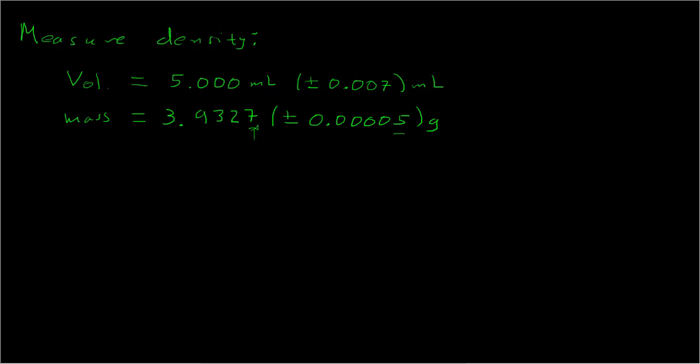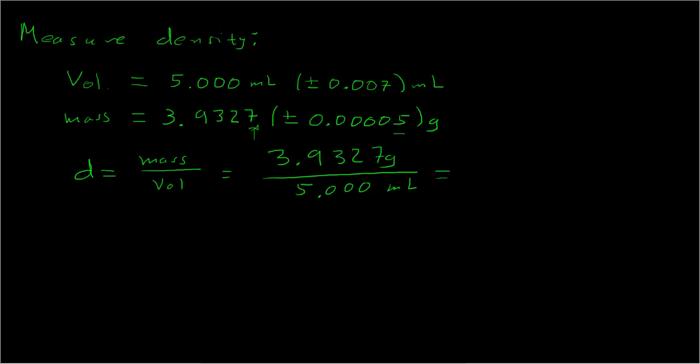And so we want to know, well, what is the uncertainty in the calculated density? So density is mass divided by volume, right? So we could calculate it: 3.9327 grams in every 5 milliliters of volume that we pipetted over. And so that will give us this number, 0.78654 grams. And we want to know, what is the uncertainty in this value? So we're going to have to propagate that.